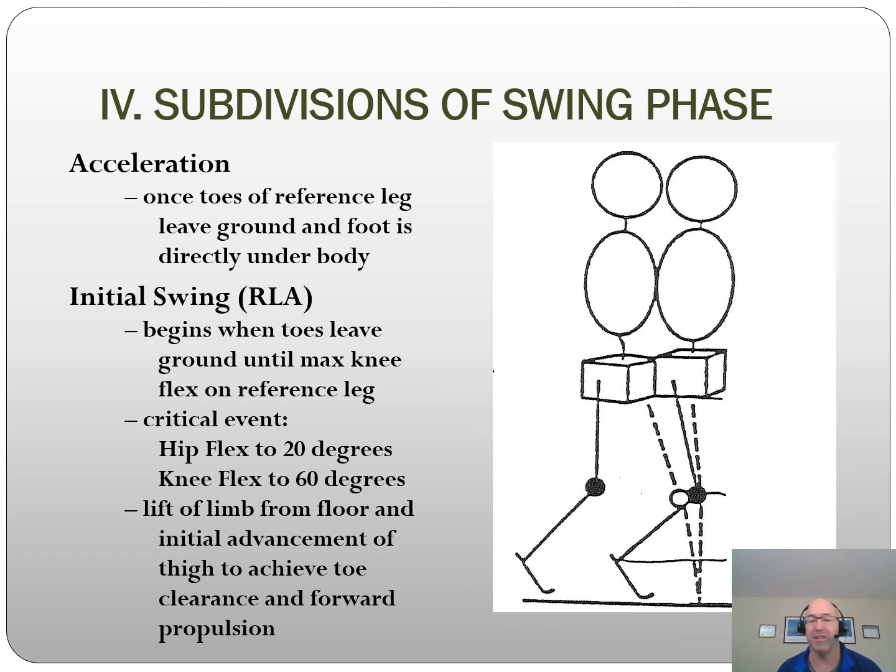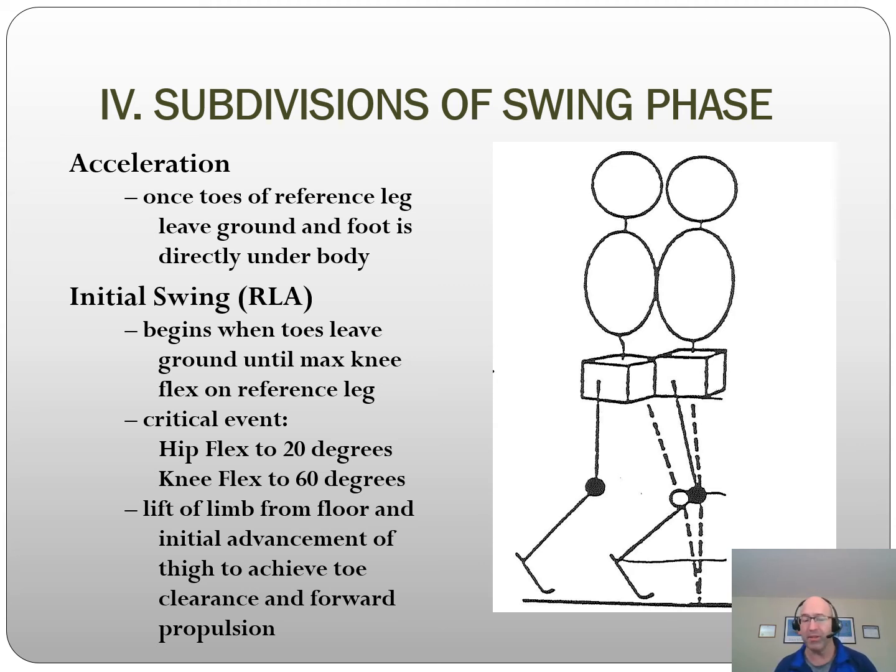Swing phase does not have as many subdivisions, so it's going to start with acceleration, which is once the toes of the reference leg leave the ground and the foot is directly under the body. Okay, so we're still looking at the solid line here on the diagram. Ranchos calls this initial swing because it begins once the toes have left the ground, so officially when it's in the air. Okay, your maximum knee flexion on that reference leg, which is the solid line leg.